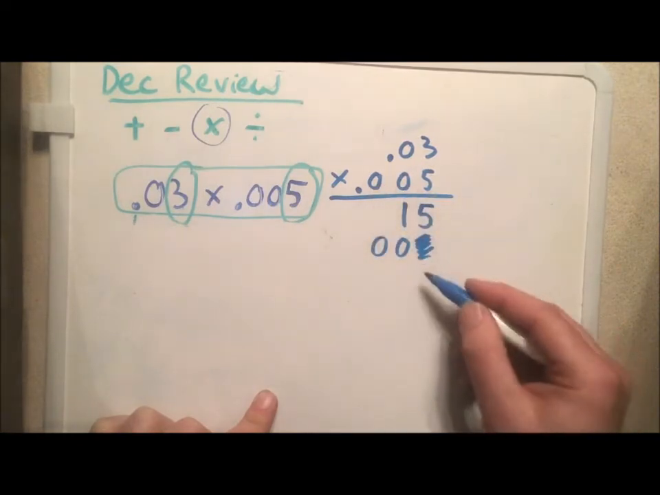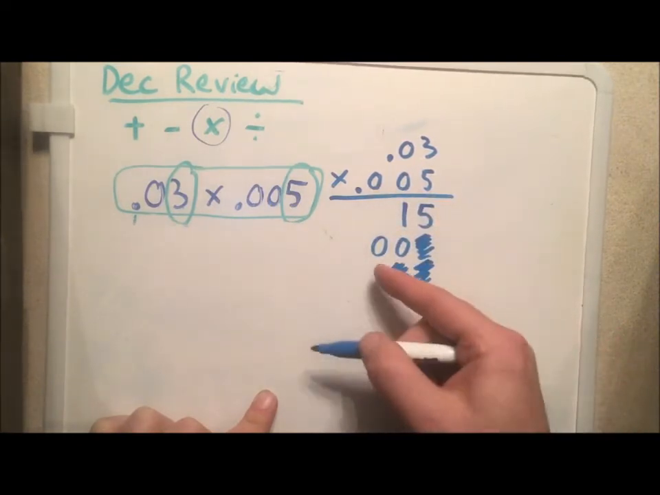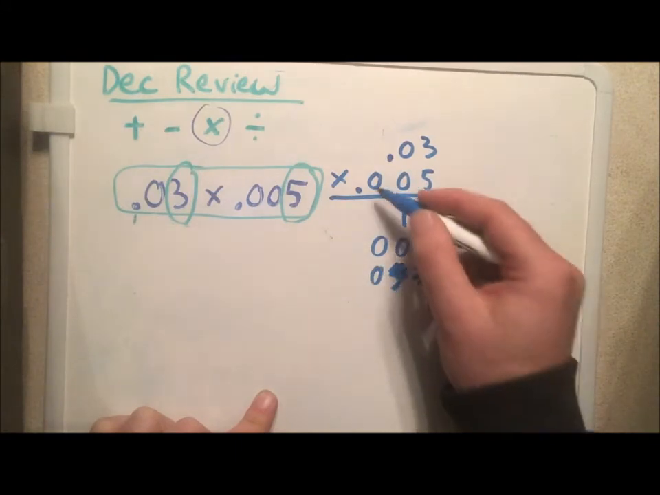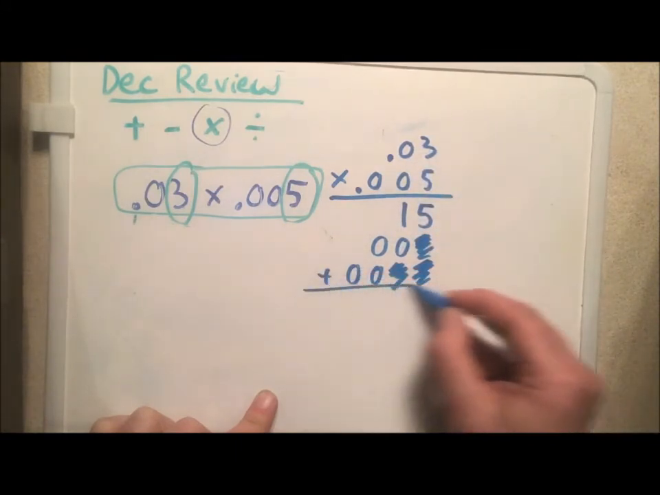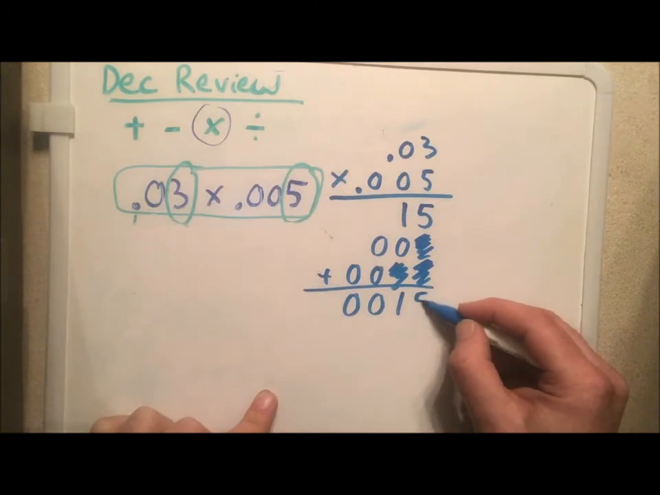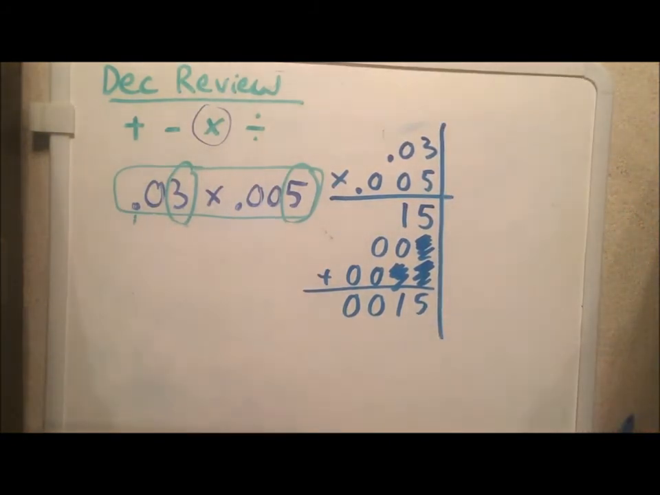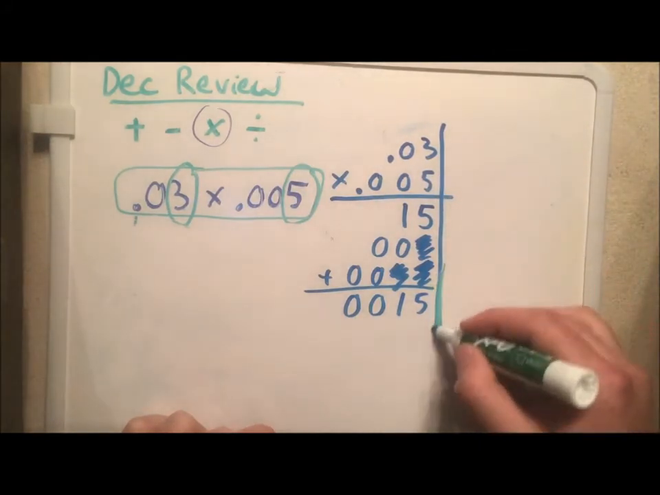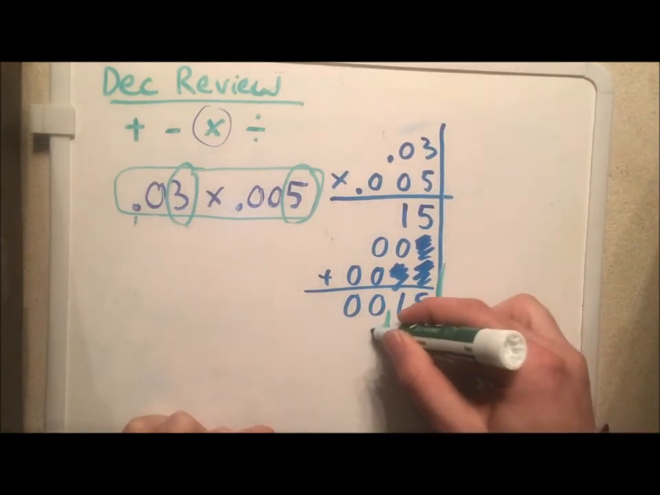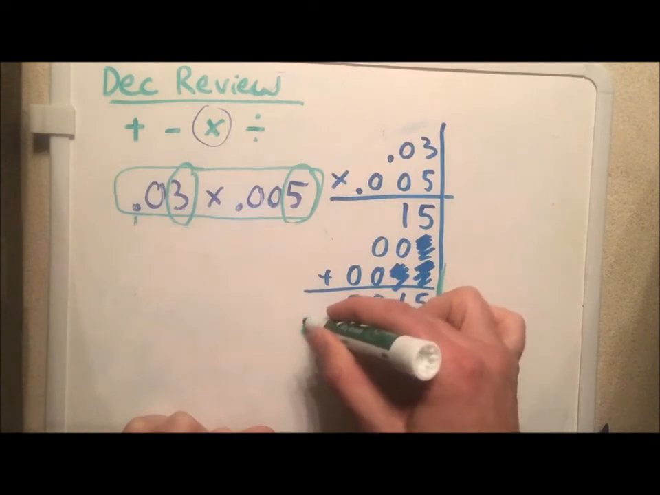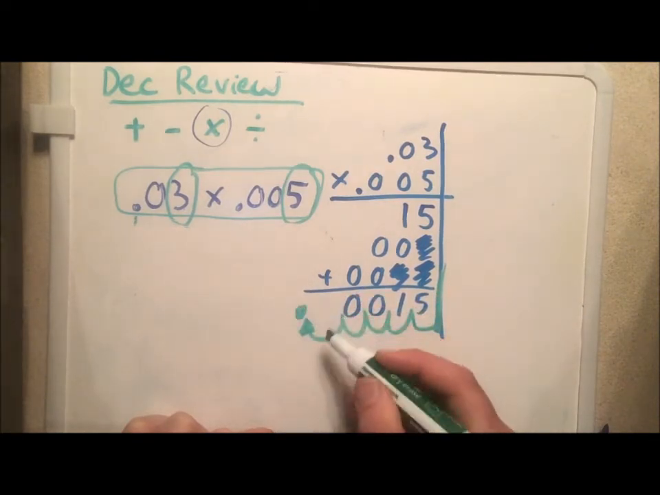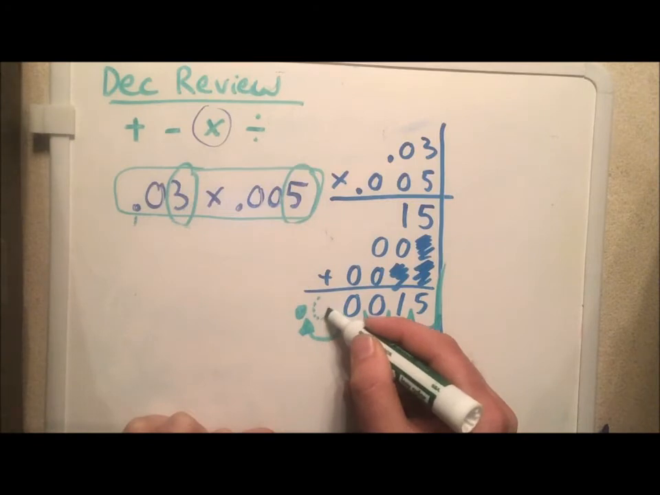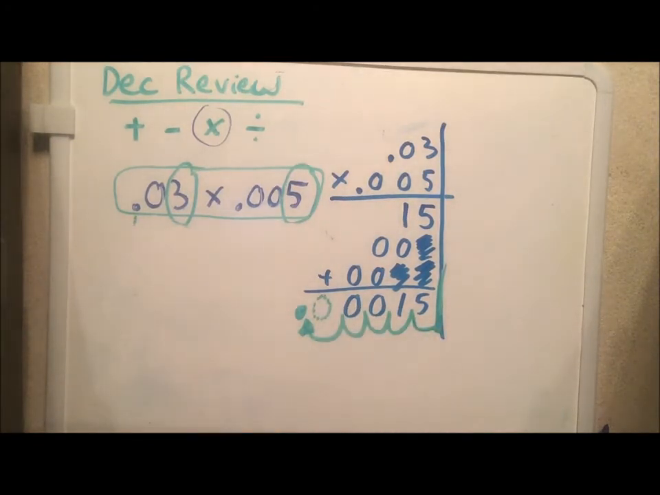Now I'm going to go to this 0. So I got to start in the third column right here. 0 times 3 is 0. 0 times 0 is 0. Add these guys up. Guess what? 0, 0, 1, 5. Here's my wall. I have 1, 2, 3, 4, 5 decimal spots. So from my wall, I go 1, 2, 3, 4, 5. There's my decimal. Aha! I need to insert a little 0 right there. So you could do it like that if you wanted to.